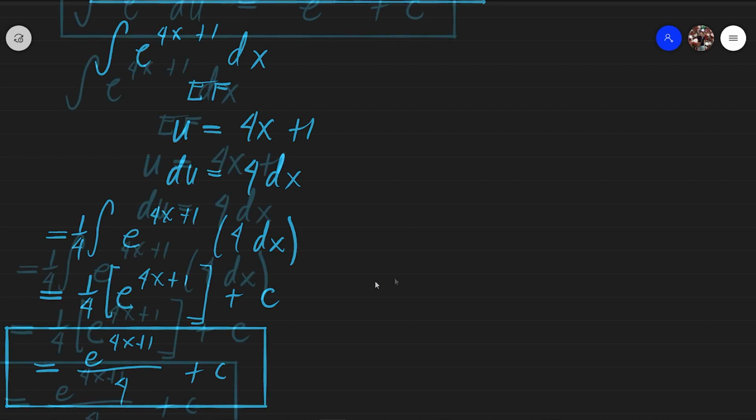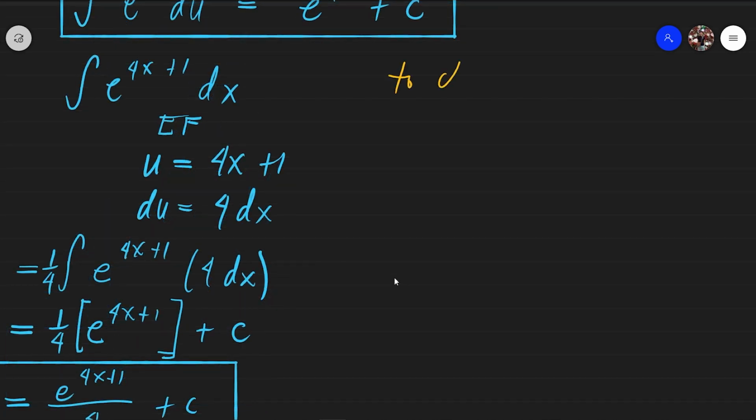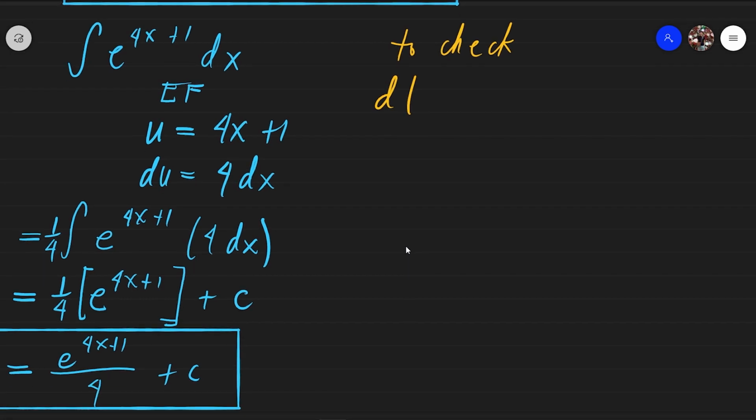Okay, to check, we just need to differentiate our answer. And if we arrive at the same function, then our answer is correct. Our answer is e raised to 4x plus 1 all over 4. Of course, your plus c.